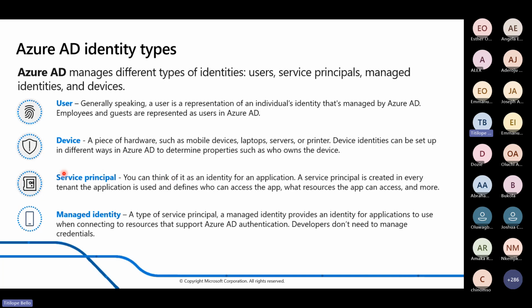Now, the other identity type you have is what we call service principal. Service principals represent applications. How does this work?